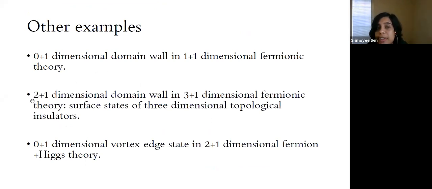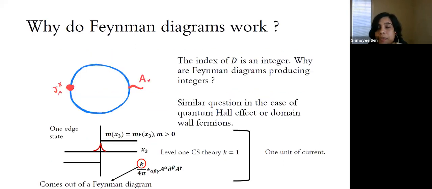So here are some other examples which you can find in our paper when it comes out. So, a zero plus one dimensional domain wall in a one plus one dimensional fermionic theory. This is the 3+1D topological insulator with 2+1D edge states, which I discussed initially. This is the other example, which we don't work out in our paper, but this also works out. Zero plus one dimensional vortex edge states in a 2+1 dimensional fermion plus Higgs theory. So these are some of the other examples.